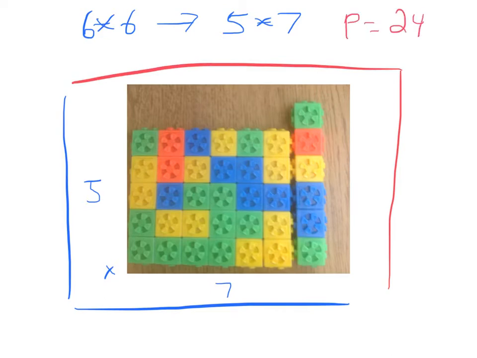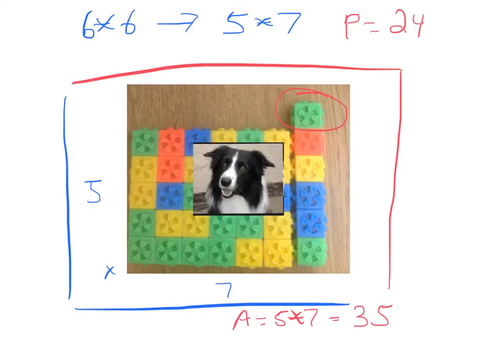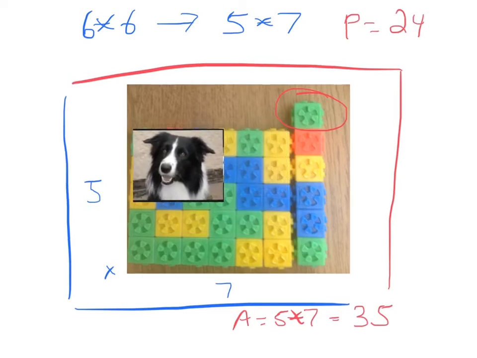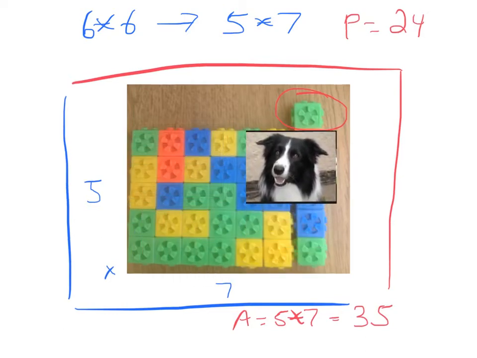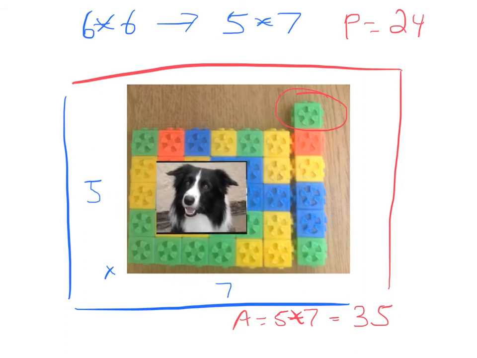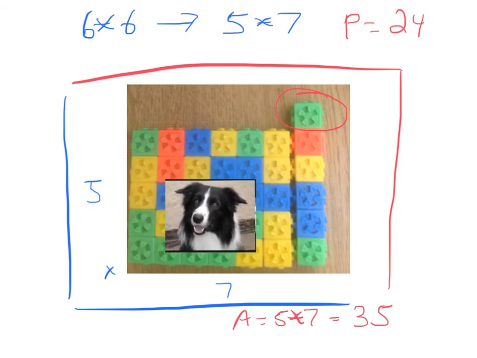But now what's the area? You can see that we have one square left over. So the area equals 5 times 7 equals 35. So we changed the dimensions, but our doggy is still pretty happy. Just lost one square to go around in.